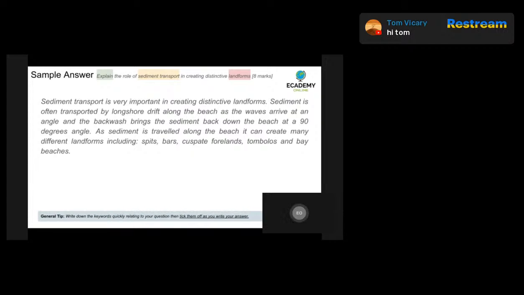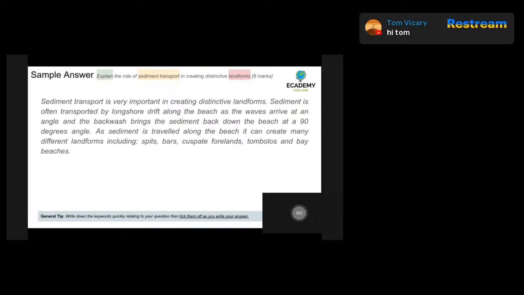Next answer. Sediment transport is very important in creating distinctive landforms. Sediment is often transported by longshore drift along the beach as the waves arrive at an angle, and the backwash brings the sediment back down the beach at a 90 degrees angle. As sediment is travelled along the beach, it can create many different landforms, including spits, bars, cuspate forelands, tombolos, and bay beaches.